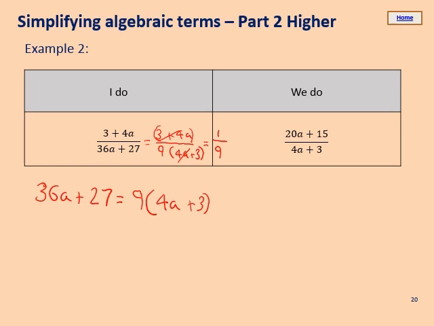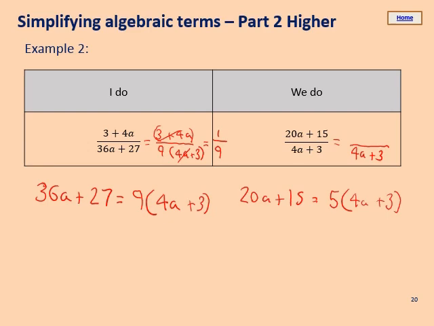Okay, so let's have a go at this we do then. So again, I can notice 4a plus 3 on the bottom. This doesn't factorise, so this is going to stay exactly the same, 4a plus 3. But I can definitely factorise this top, 20a plus 15. So highest common factor of 20a and 15 you should have got as 5. So I'm taking a 5 outside the bracket. 20a divided by 5 gives me 4a. 15 divided by 5 gives me positive 3.